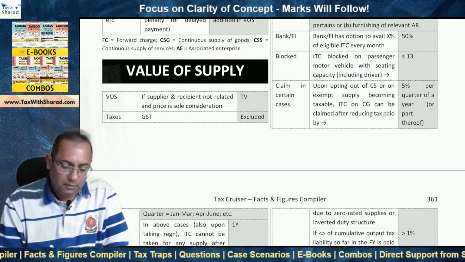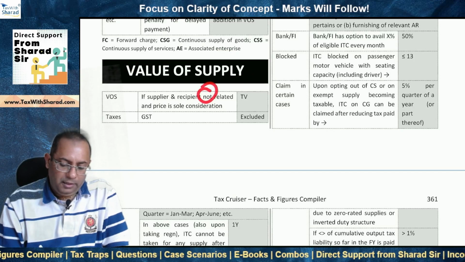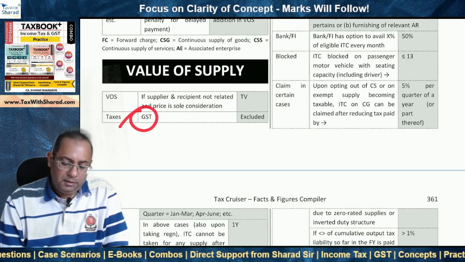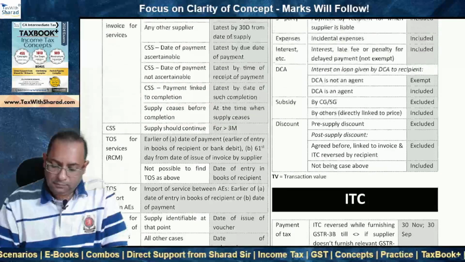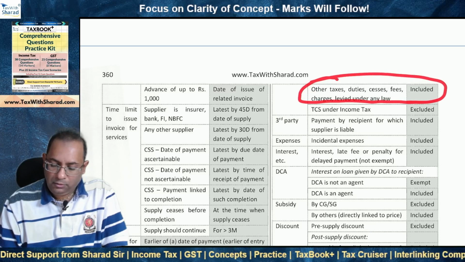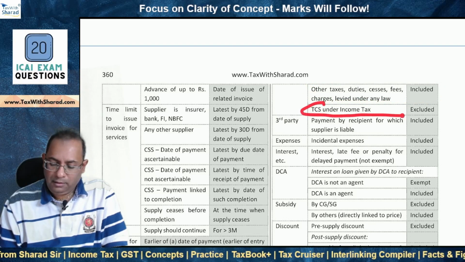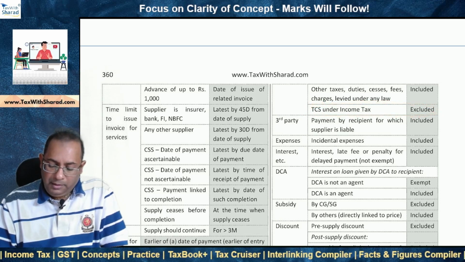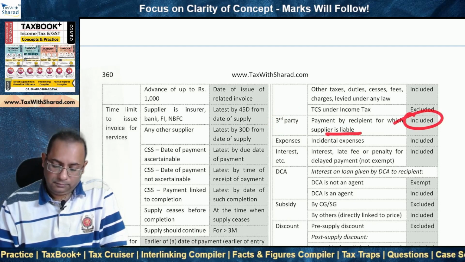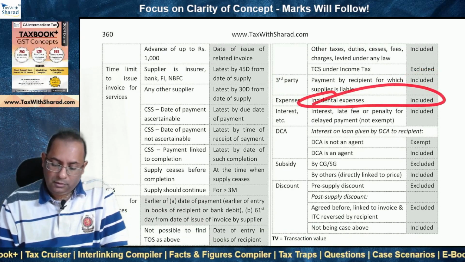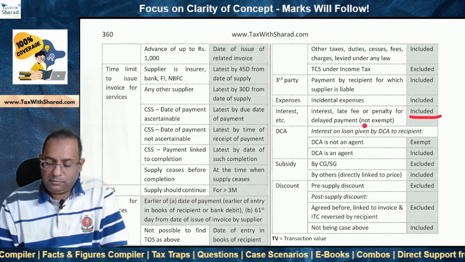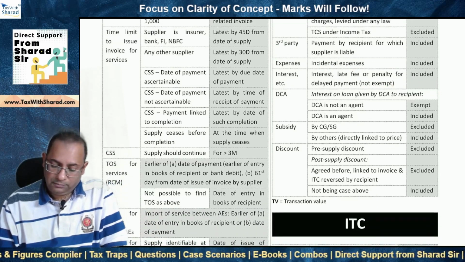Value of supply. If the supplier and recipient are not related and the price is the sole consideration, then the value of supply is the transaction value. GST is excluded from the value of supply, but other taxes, duties, cesses, fees, charges levied under any law are included. However, tax collected at source (TCS) under income tax is excluded. Payment made by the recipient to a third party for which the supplier is liable is included. Incidental expenses are included. Interest, late fees or penalty for delayed payment is included if it is not exempt. If it is exempt, it is not included, obviously.